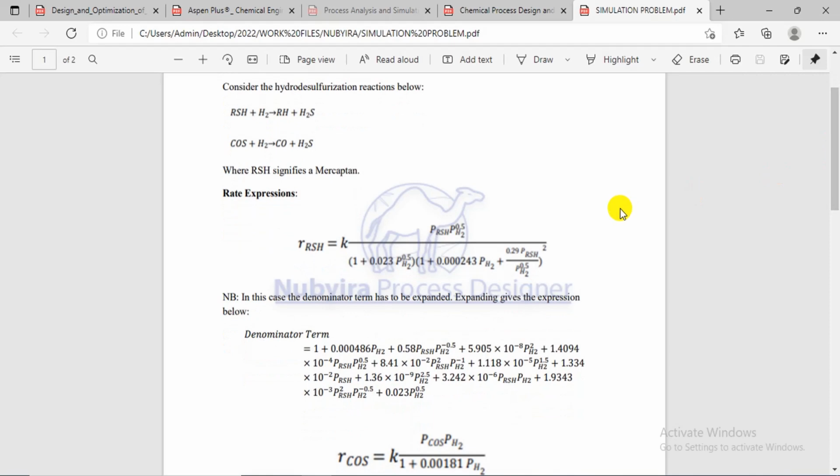One thing you must notice in this heterogeneous catalytic model is that it can be expressed via both forward and backward reactions. The numerator term can have both forward and backward reactions.